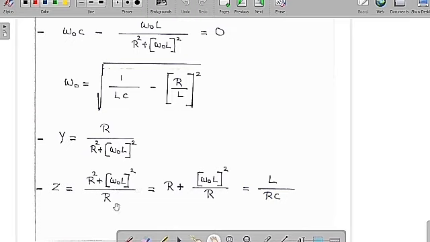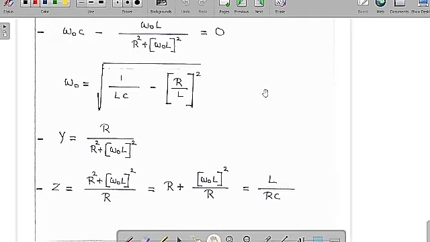So if you divide this R into two parts, we are going to get (R plus omega naught L) whole square by R. So if you keep omega naught here and do the simplification, finally we are going to get L by RC. So this is called the overall impedance of the circuit at resonance, which is equal to L by RC.